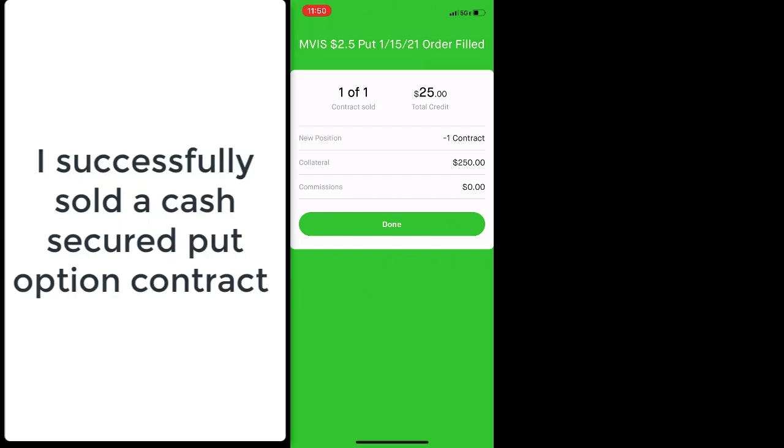So in my book, I think I successfully met the challenge of being able to sell cash secured put option contracts using a small account with $500 or less. In fact, I took it to the next level and only used $250 of that $500 that I was allowed, which means I can go ahead and turn around and sell another cash secured put using the remaining $250. And then I'd collect more premium and raise my return on investment maybe up to 20%.